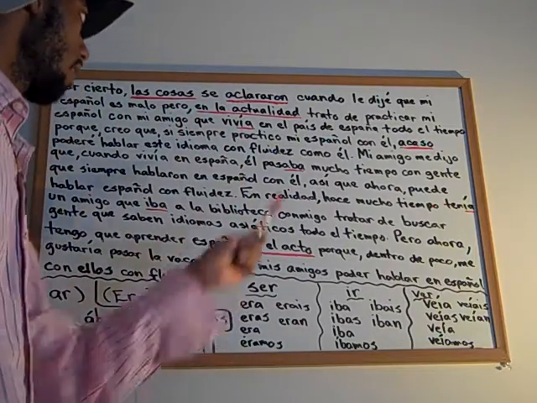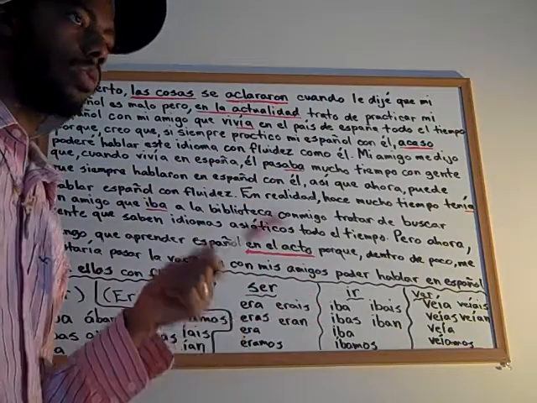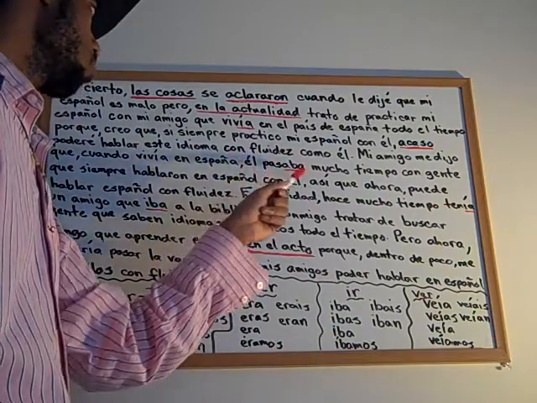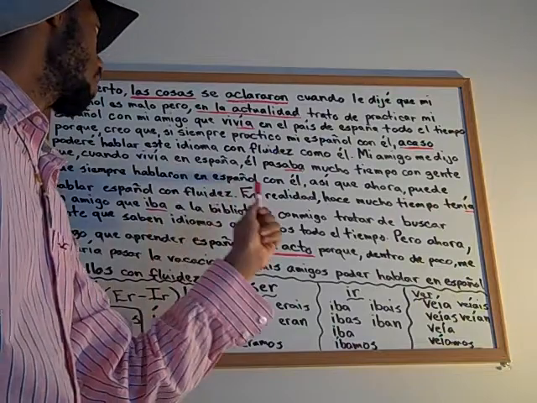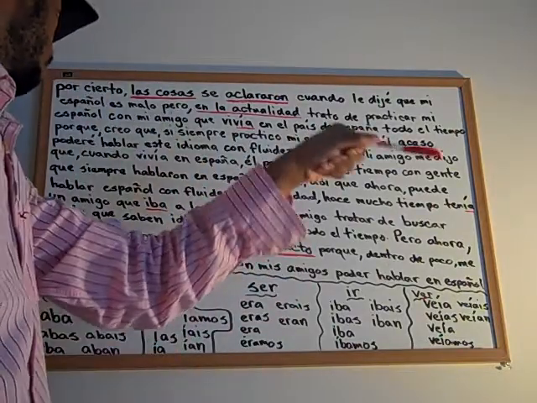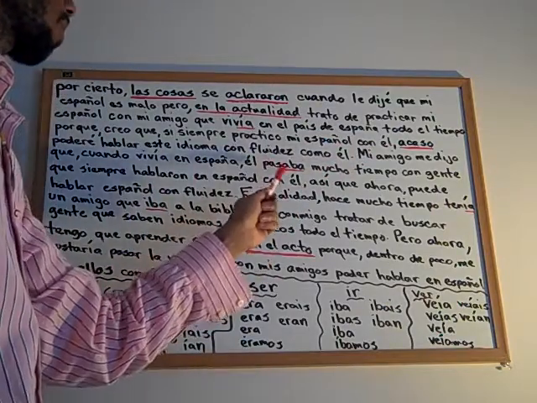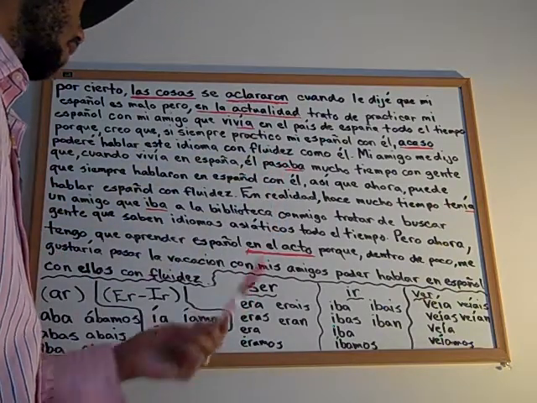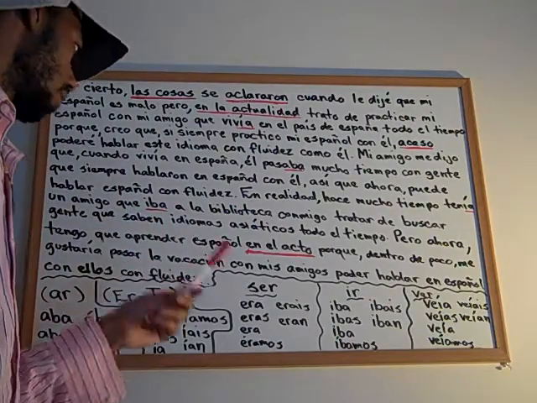All right. And then aba, pasaba. This verb is from pasar. It means to pass or to spend. So pasaba. So he used to spend mucho tiempo con gente que siempre hablaron en español con él. So he used to spend a lot of time with people who always spoke in Spanish with him. So pasaba. What happens is you take off AR and add aba. All right, pasaba. Iba.